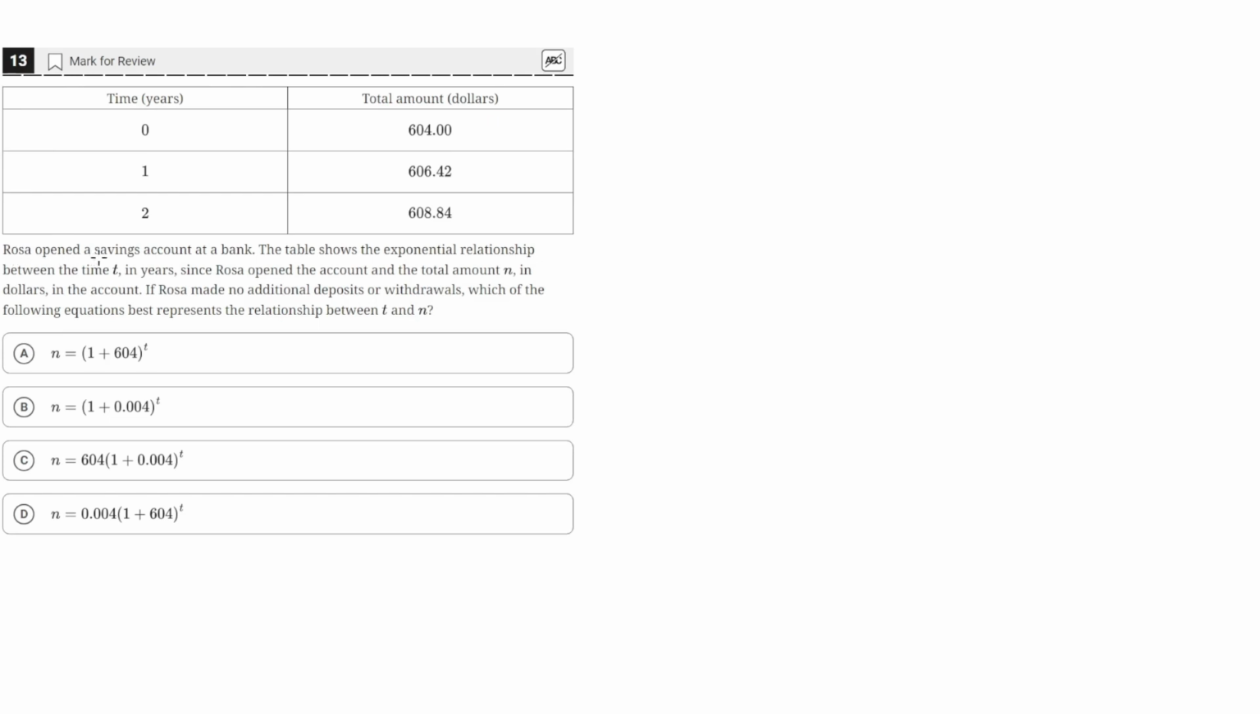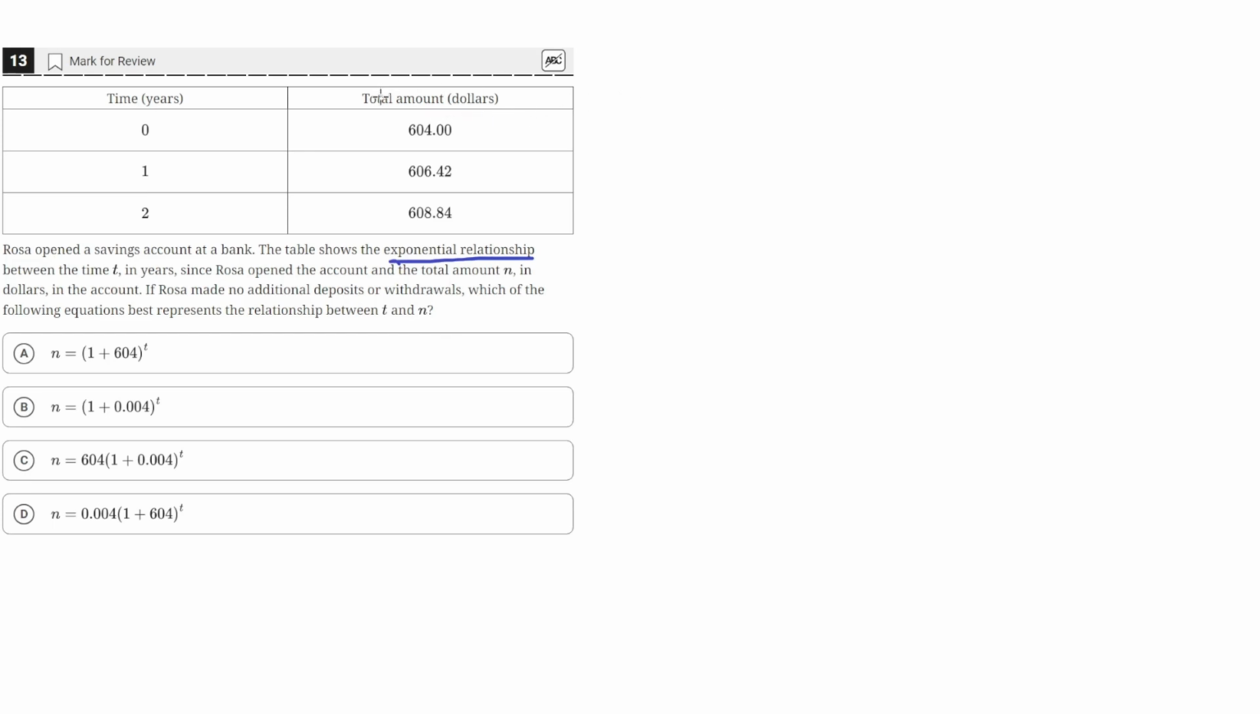So Rosa opened a savings account at a bank. The table shows the exponential relationship between time t in years since Rosa opened the bank account and the total amount n in dollars in the account. If Rosa made no additional deposits or withdrawals, which of the following equations best represents the relationship between t and n?